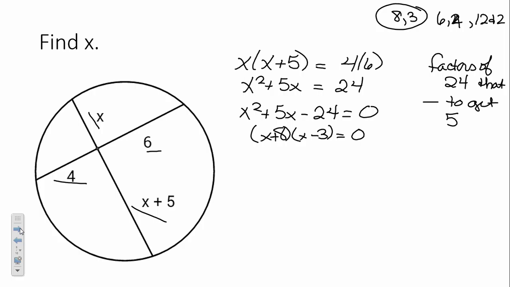First times first is x squared. Outsides is a negative 3x. Insides a positive 8x for a positive 5x as a net result. And last times last is a negative 24.